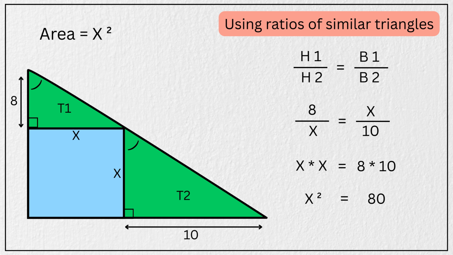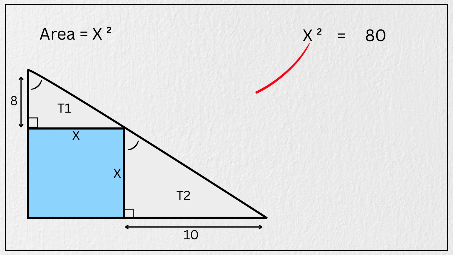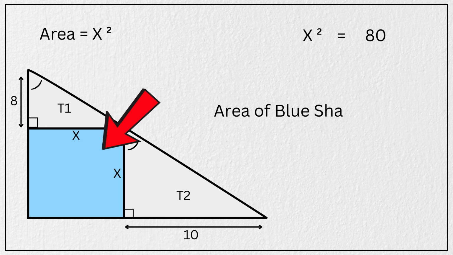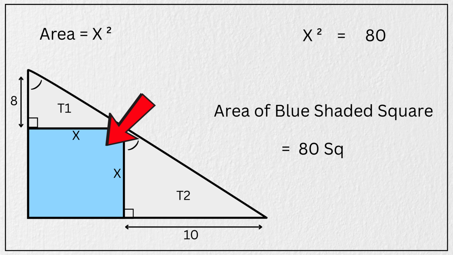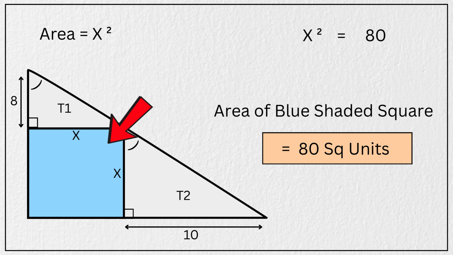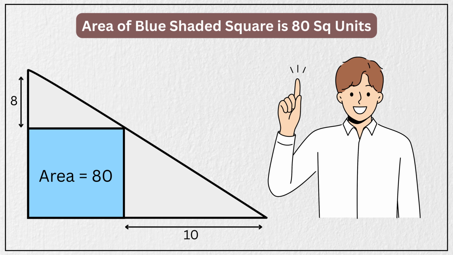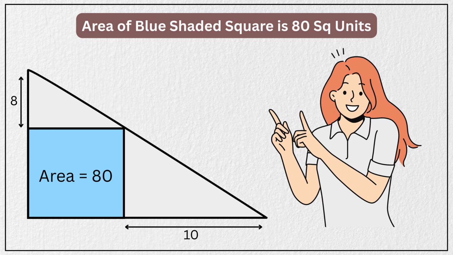But wait, did you notice something? This is same as our area of square expression. So substituting the values as x squared equals 80 in our area expression, we get area of this blue shaded square is equal to 80 square units. And that's our final answer. Pretty amazing, right? Just one smart use of theorems, and we got our answer.